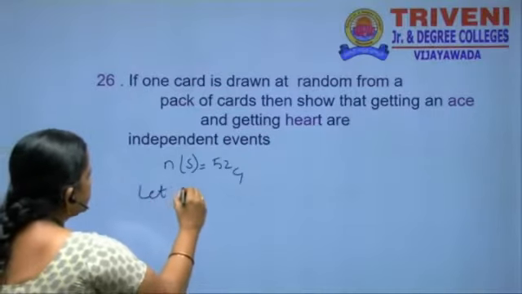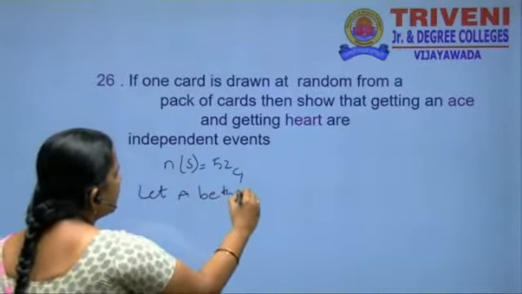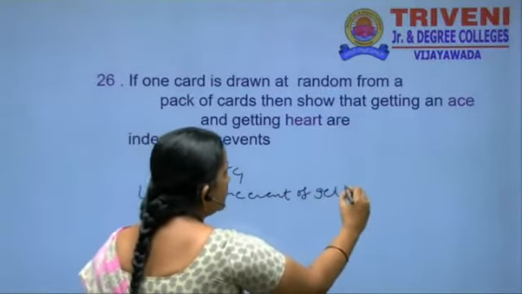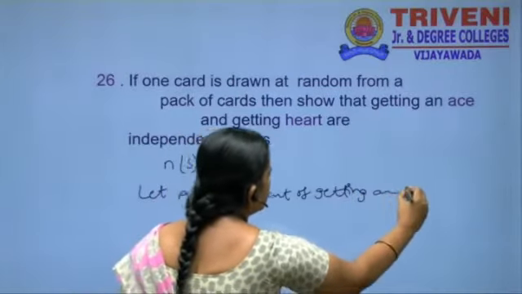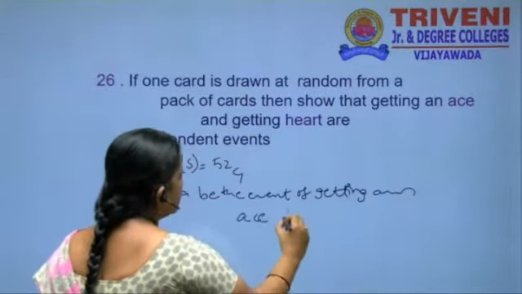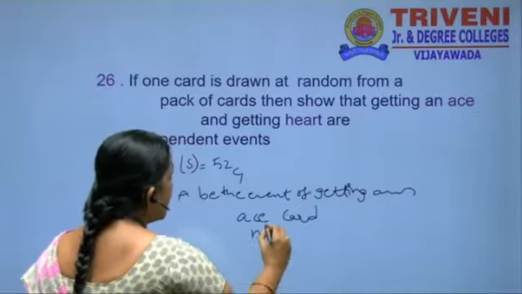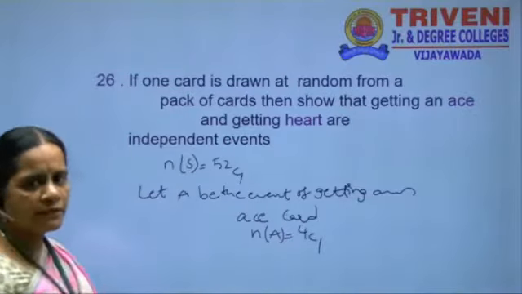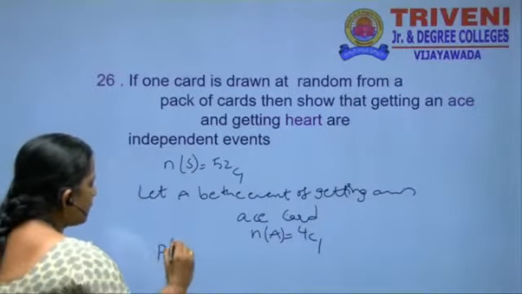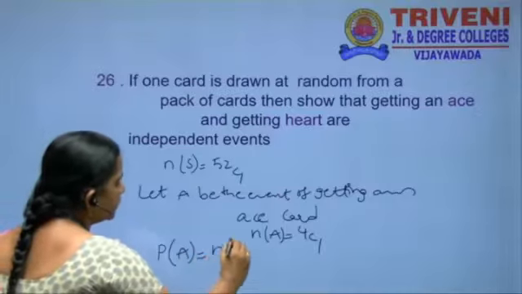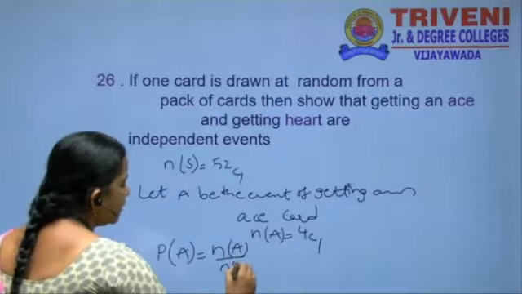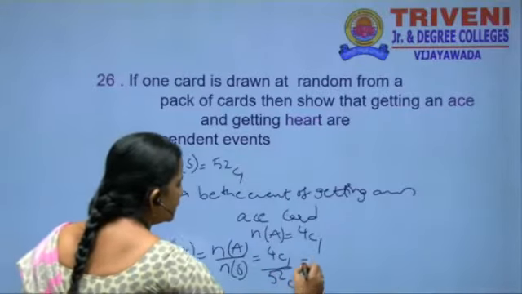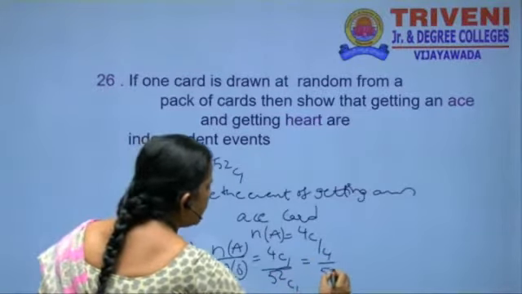Let A be the event of getting an ace card. That is, n of A is equal to 4C1. Then the probability P of A is equal to n of A by n of S, that is equal to 4C1 by 52C1, that is equal to 4 by 52.